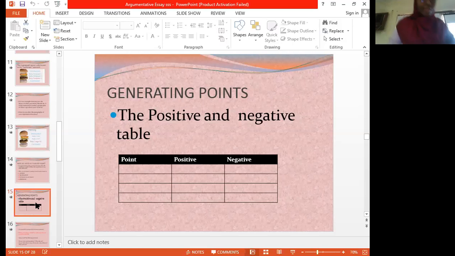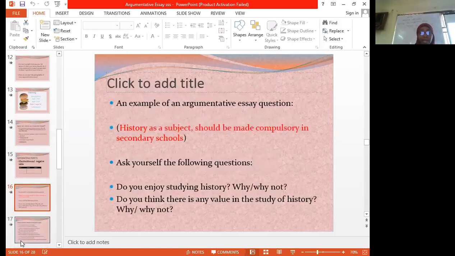Now, let's look at this layout approach. Let's assume we're looking at that topic: History as a subject should be made compulsory in secondary school. So before you attempt this question, you ask yourself the following questions. Do you enjoy studying history? Why do you enjoy studying history if you do? Why don't you enjoy studying history if you don't? Then do you think there's any value in the study of history? Why do you think there's value? Why do you think there's no value? So you ask yourself these questions.